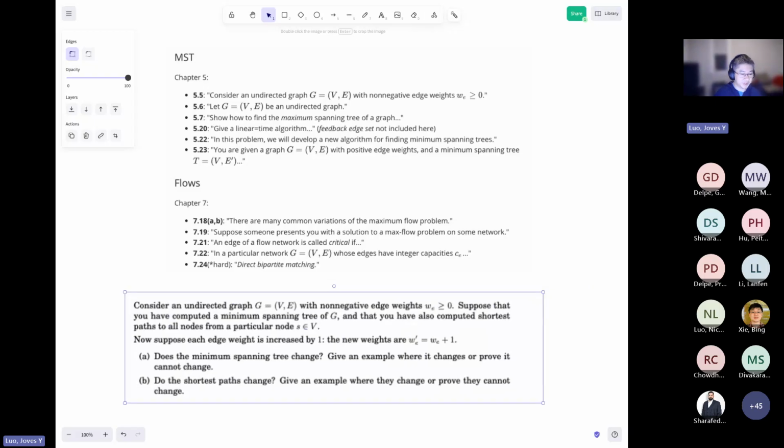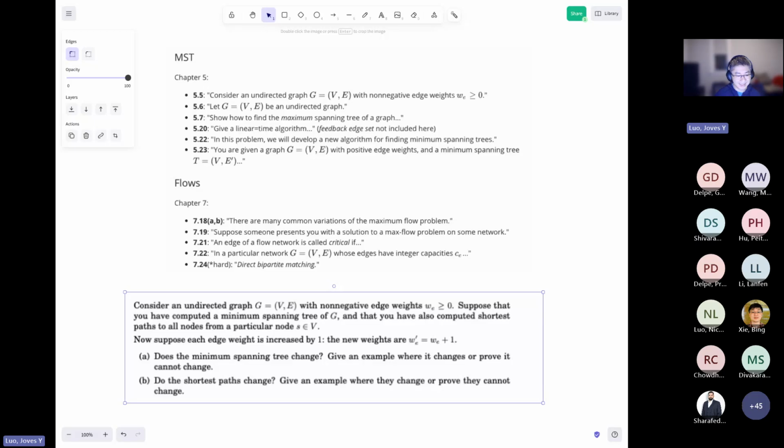Consider the undirected graph G with non-negative edge weights W greater than or equal to 0. Okay, so we have no negative edge weights and we have an undirected graph. Suppose that you have computed a minimum spanning tree of G and that you have also computed shortest paths to all nodes from a particular node S. If all edge weights are increased by 1, the new weights are w plus 1. So we've increased all edge weights by 1, and we have the MST and we have the shortest paths.